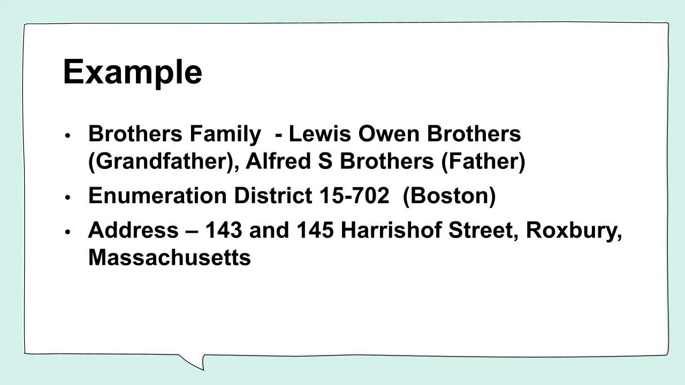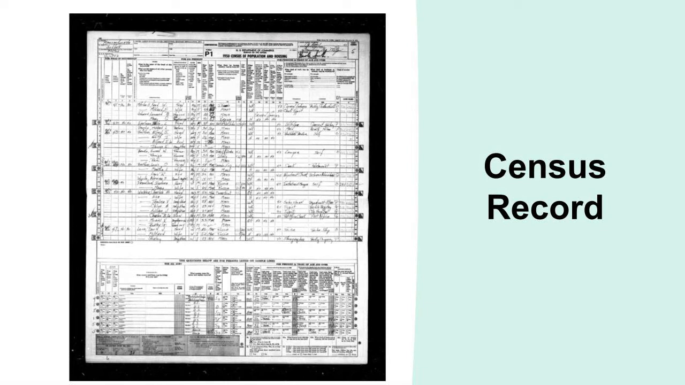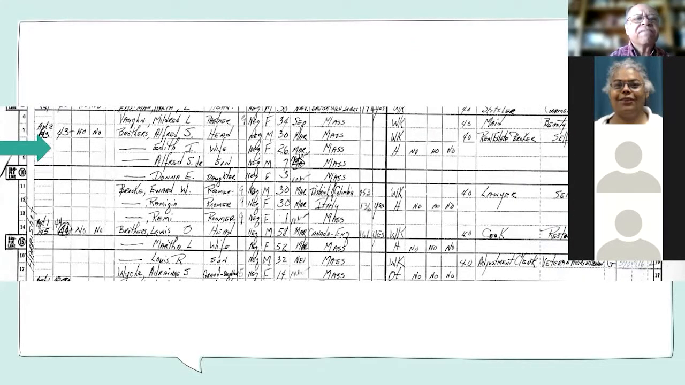Here's an example. I'll just show you data from this, then show you how to use the form. Let's look for the Brothers family: my grandfather, Lewis Owen Brothers, and my father, Alfred S. Brothers. He's a senior, but it doesn't show that on the form. The enumeration district is 15-702 in Boston, and the addresses were 143 and 145 Harrison Street in the city of Boston in Suffolk County, Massachusetts.